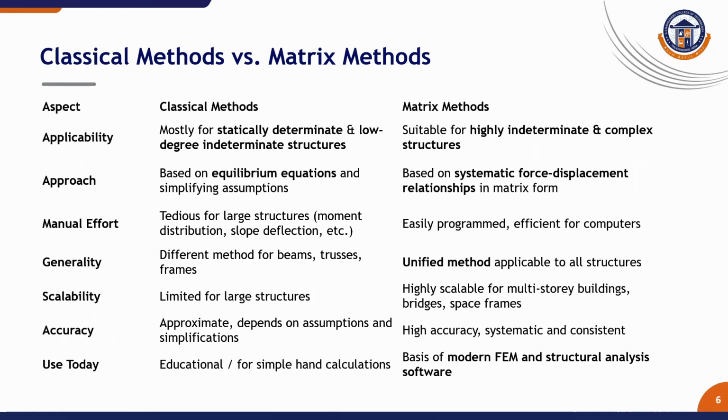To appreciate the paradigm shift, consider the contrast between classical and matrix methods. Classical methods, rooted in manual calculation, are limited to small scale applications. Matrix methods, by leveraging computational power, excel in handling large complex systems. They eliminate the need for case specific techniques, providing a generalized approach that applies universally to beams, trusses, frames, and grids. This transition has not only enhanced analytical capability but also revolutionized the design and safety assessment of infrastructure worldwide.